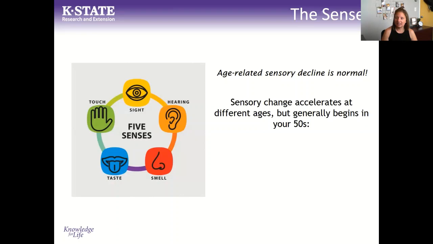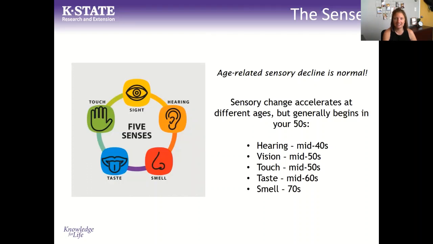So my next thing is to ask people, what sense do you think starts to decline first? And most people are going to guess vision, but in fact, the answer is hearing. Your hearing actually begins to decline in your mid-40s. The next one, of course, is vision. Vision is always one of the top ones that people guess, but hearing actually starts to go first, followed by vision, touch, taste, and smell.